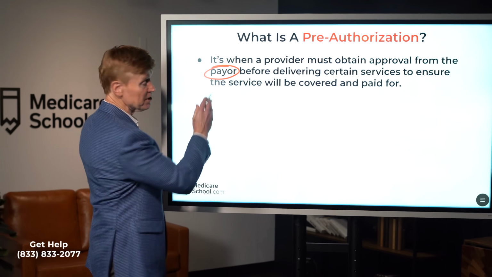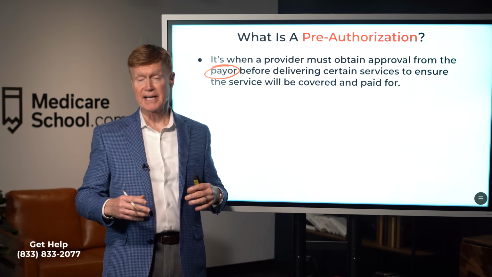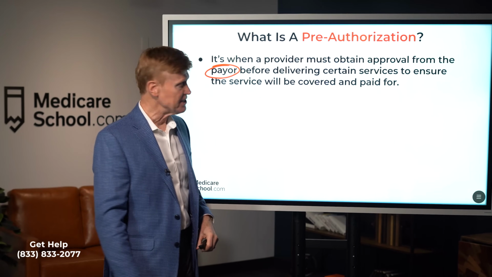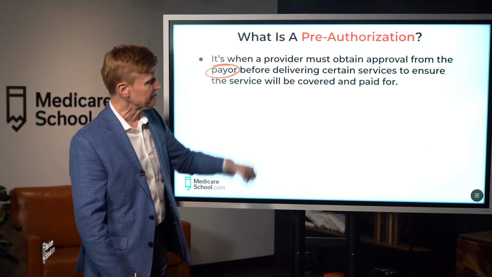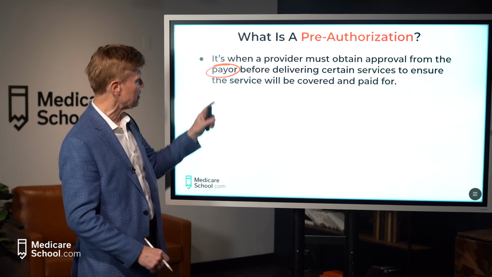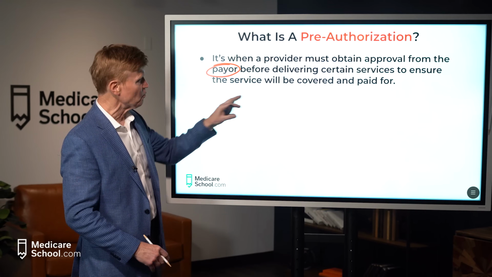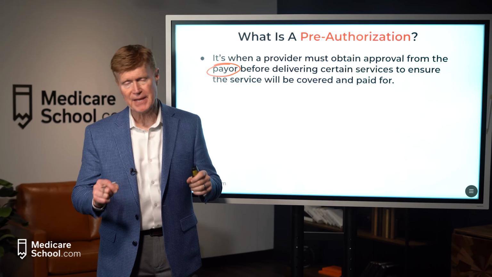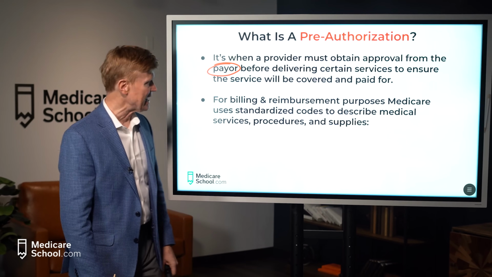Well, who's the payer? The payer could be Medicare, a Medicare Advantage plan, or some other kind of insurance company, before delivering certain services. Why? To ensure that the service they want to perform will be covered and paid for. That's a pre-authorization. Now, a couple items about this.